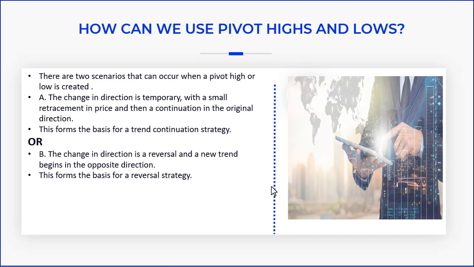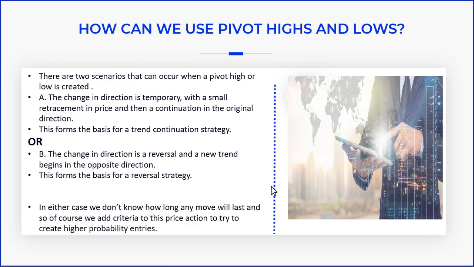So critical is that we understand these price movements so we can potentially be there to take advantage of it. Of course, in either case, we don't know how long a move will last. And so, of course, we add criteria to this simple price action of a pivot high or pivot low to try and create higher probability entries, meaning it's going to have more chance of going in our desired direction. And of course, we always have exit strategies in place.